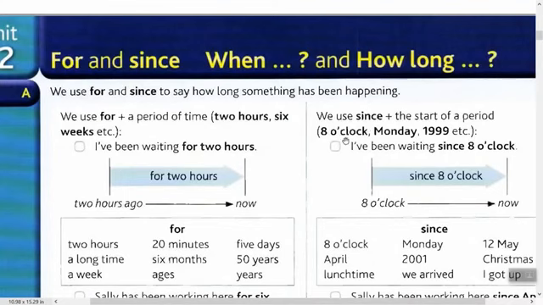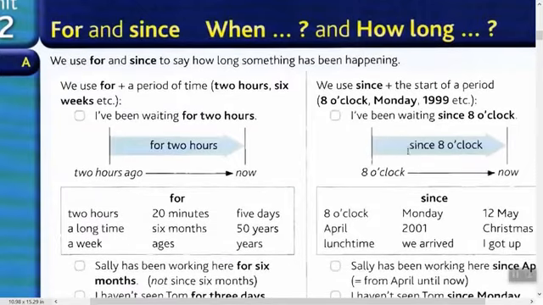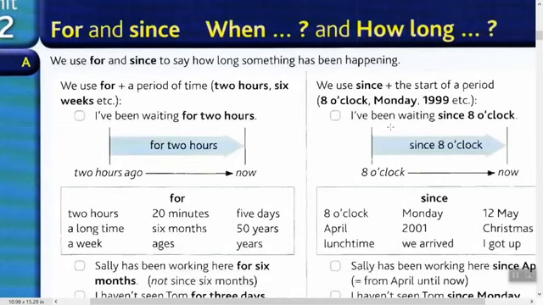For example, 8 o'clock, Monday, 1999, 8 o'clock, April, lunchtime, Monday, 2001, we arrived, 12 May, Christmas, I got up. You see, the beginning. For example, I have been waiting since 8 o'clock. The beginning, since Monday. For example, I haven't seen my friends since Monday. Since Monday. Since March. Okay.